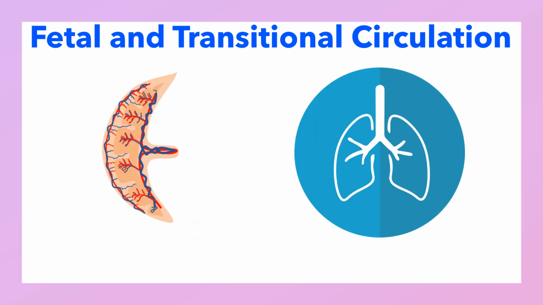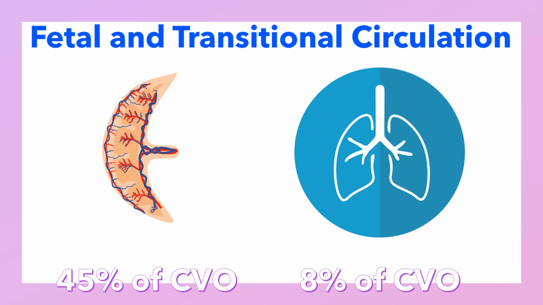In the fetus, 65% of venous return reaches the right ventricle and 35% reaches the left ventricle due to the shunts. About 45% of the combined ventricular output is delivered to the placenta, while the lung receives only 8%.